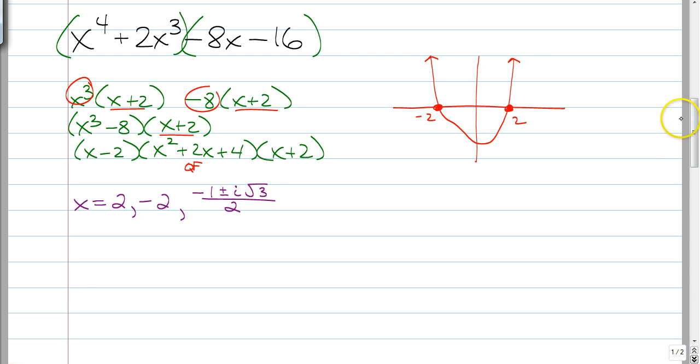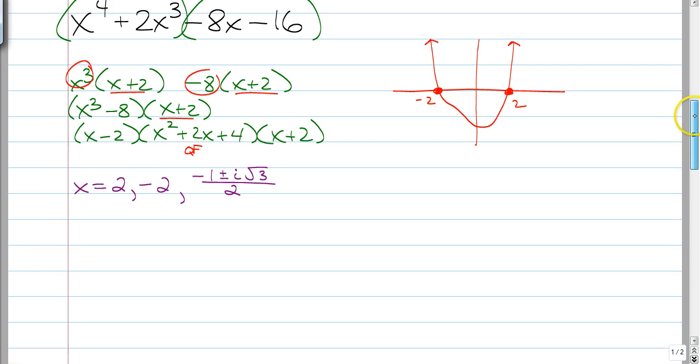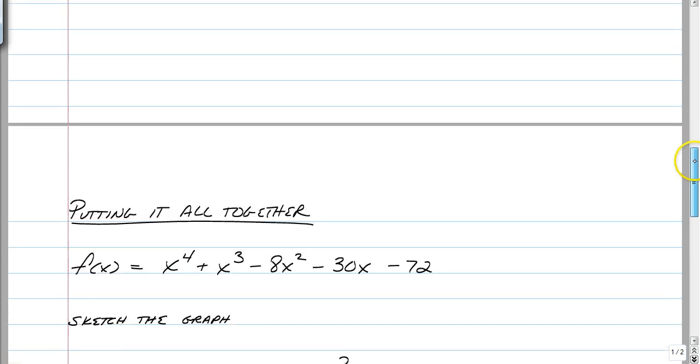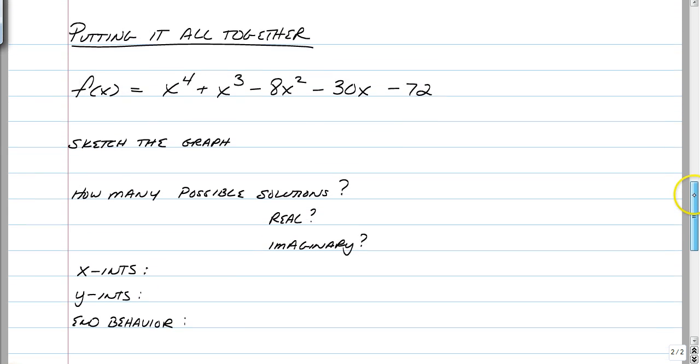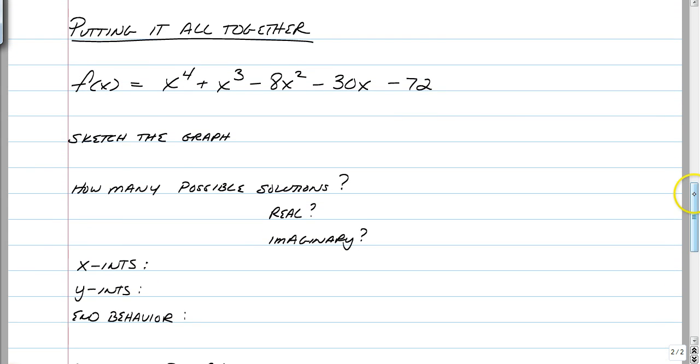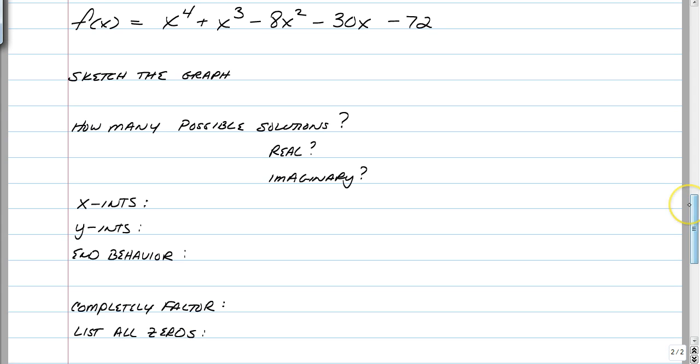So, there's only one more problem left, and it's a biggie. We're going to tie everything together in one problem. So we're going to be given the function f of x is equal to x to the fourth plus x cubed minus 8x squared minus 30x minus 72. So yes, you're going to want to type that into y1 of your graphing calculator.